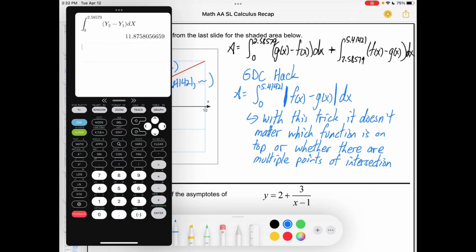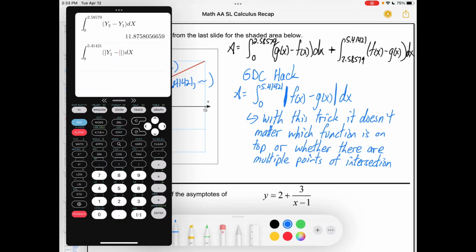I'm going to quit here, second mode. I'm going to go alpha window to choose the definite integral. I'll go from 0 to 5.41421. And then when I get down here, I'm going to choose absolute value. That's under math, and I press over to the right for ABS. And I can say y1, so this is under alpha trace, y1 minus y2.